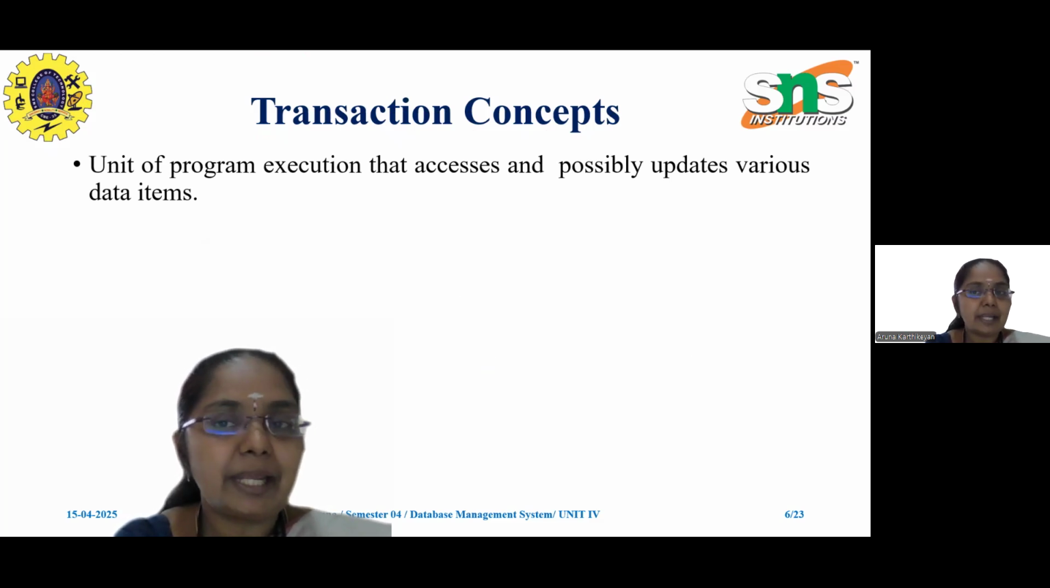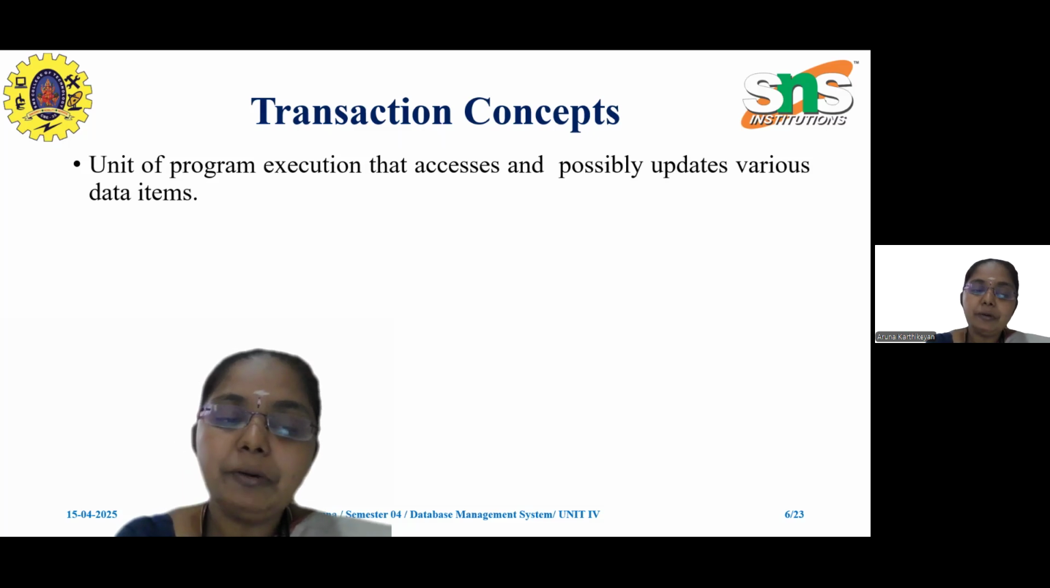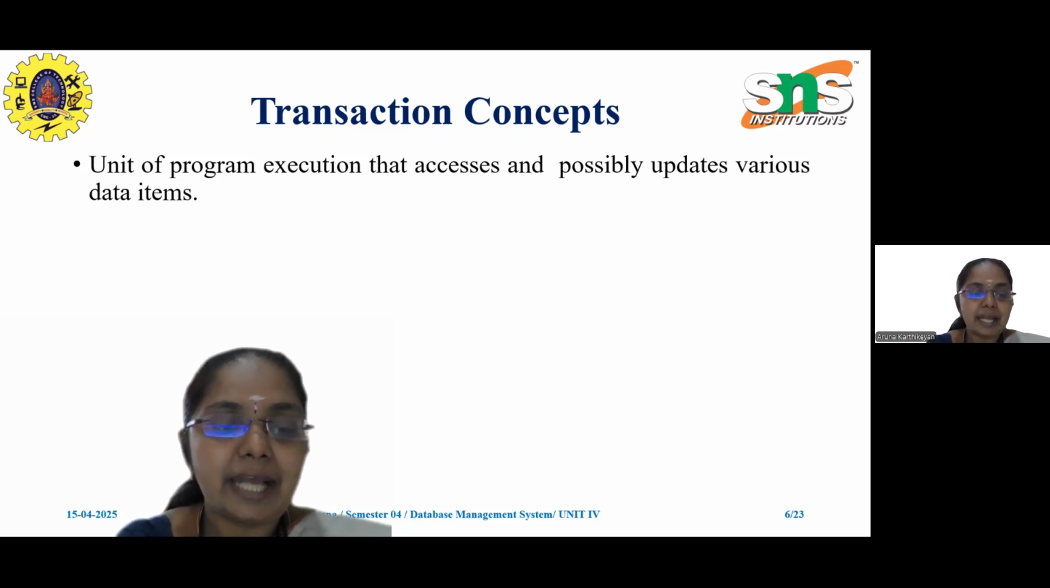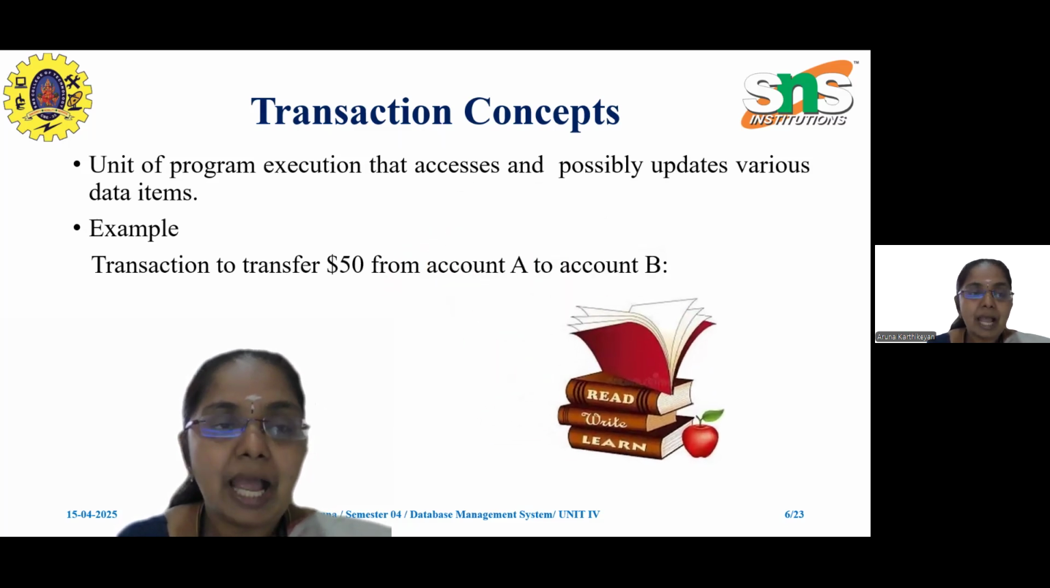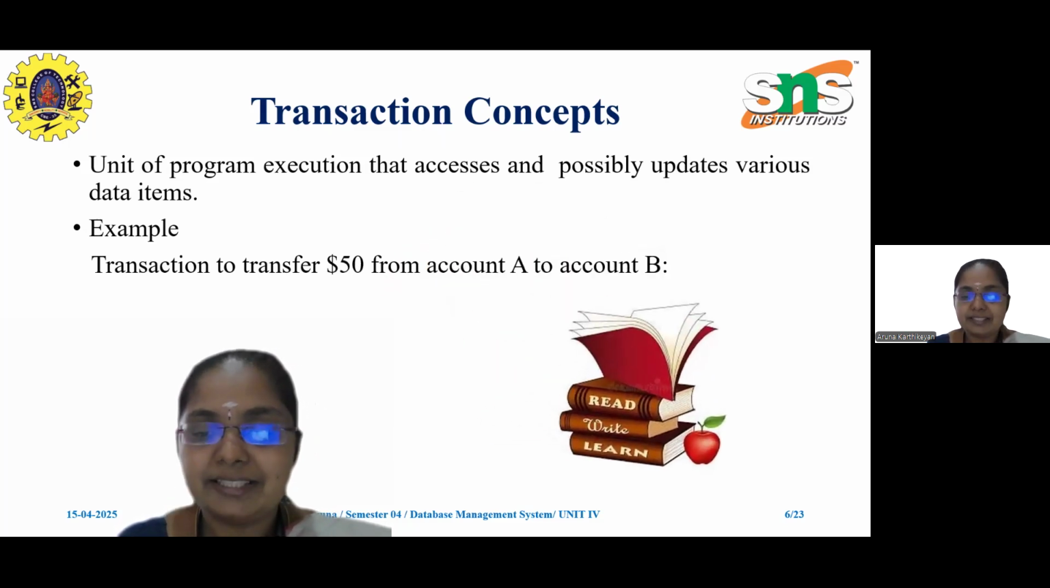To access, and also to update our data items. Here, a data item is nothing but my account details, my account, or whichever account you are transmitting to. That can be considered a data item. The best example is to see what type of operations we use. For example, if I have to transfer rupees 50 or $50 from account A to B, I'm going to use only two operations: read and write, as well as the arithmetic operation.